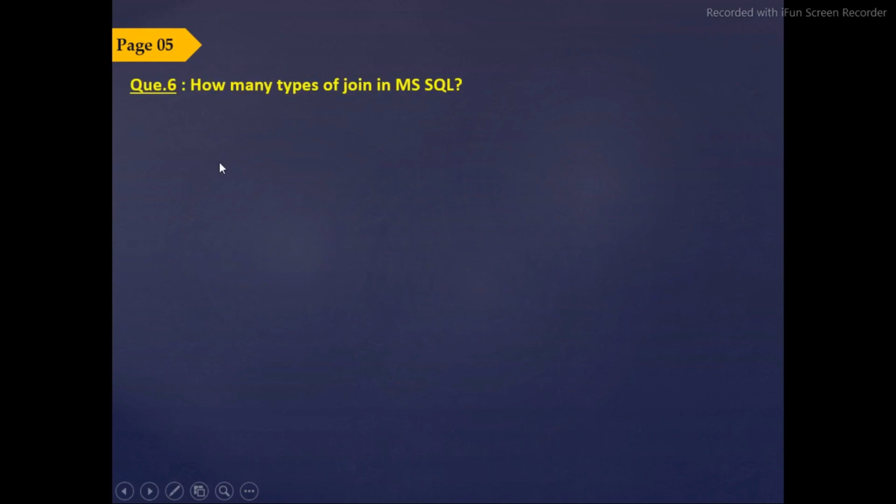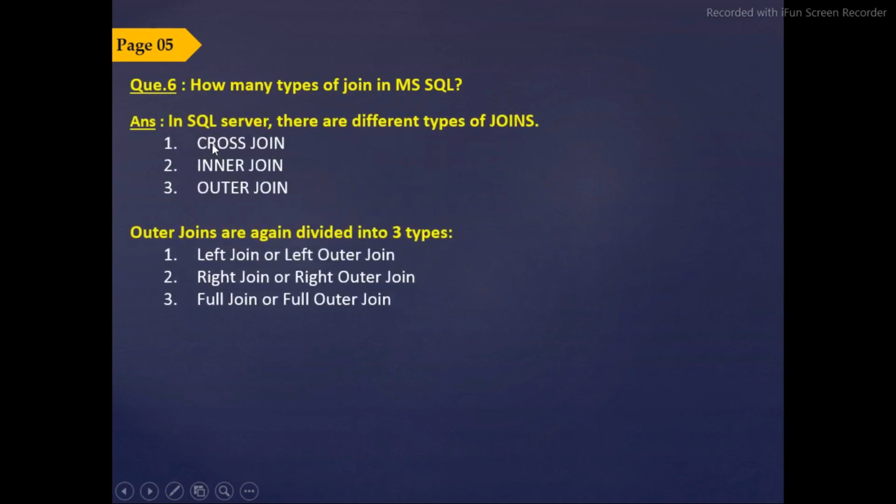Next question is how many types of joins are there in MS SQL? And the answer is in SQL Server there are different types of joins. First, cross join; second, inner join; third, outer join. Again, outer joins are divided into three types: left join or left outer join, right join or right outer join, full join or full outer join.